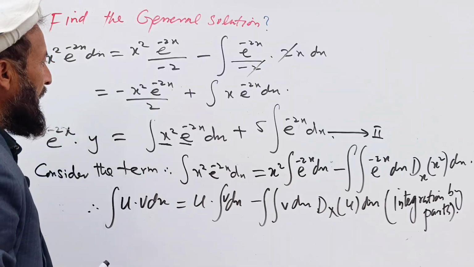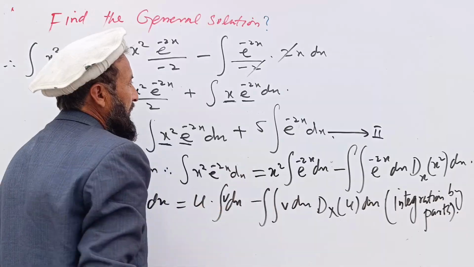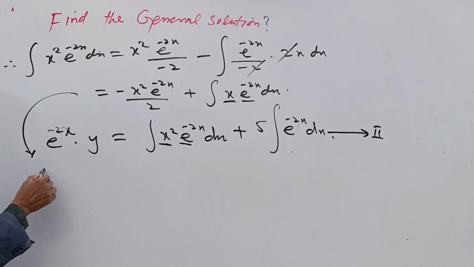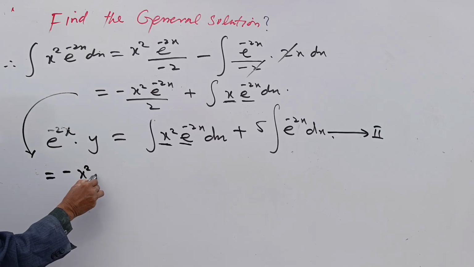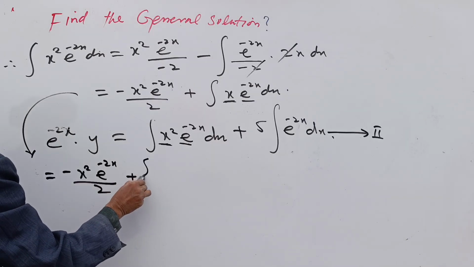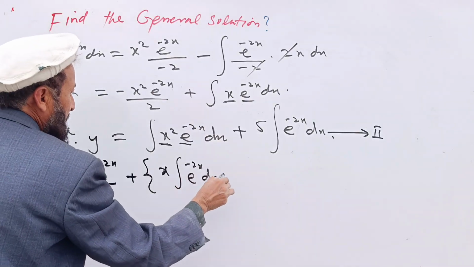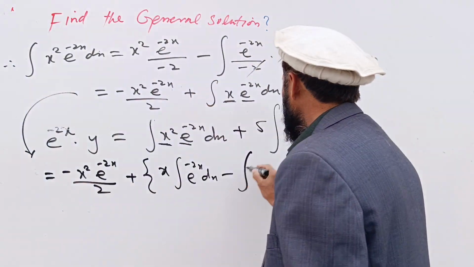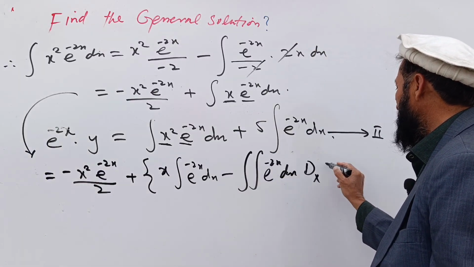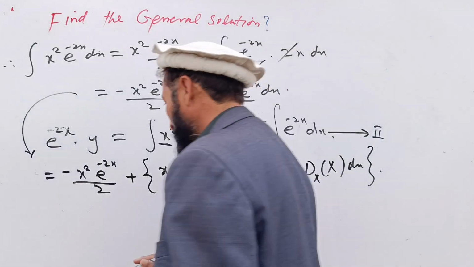Again we are using the integration by parts formula here. The first function is x and the second function is e exponent of minus 2x, so this is equal to minus x square e exponent of minus 2x divided by 2, and here we are using integration by parts: x times the integration of e exponent of minus 2x dx, minus the double integration of e exponent of minus 2x dx and further the derivative of x into dx. This is the integration by parts.